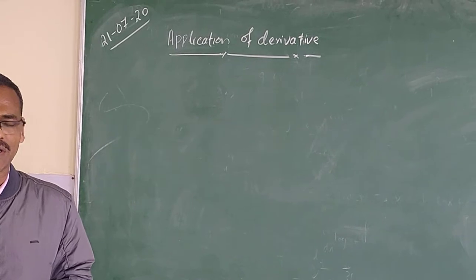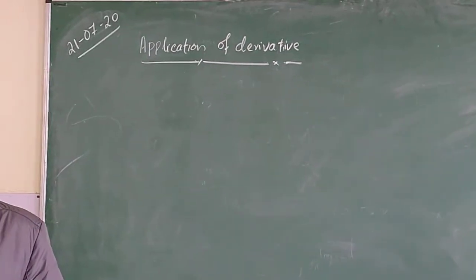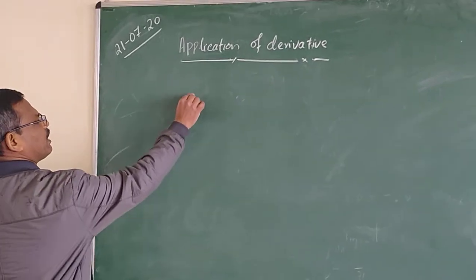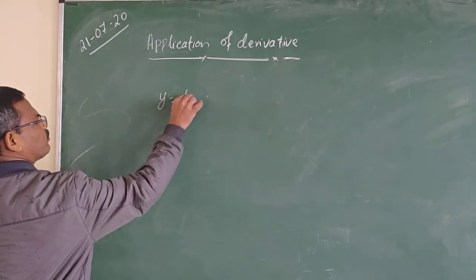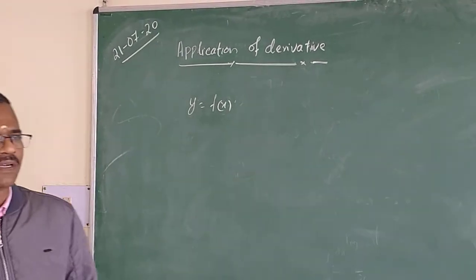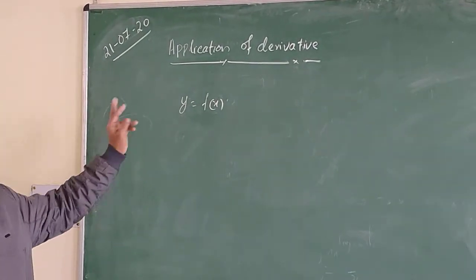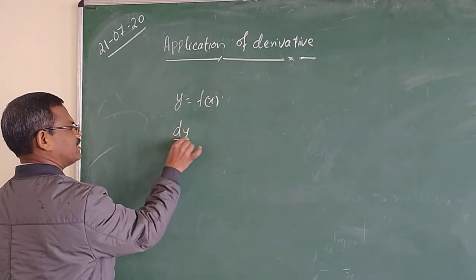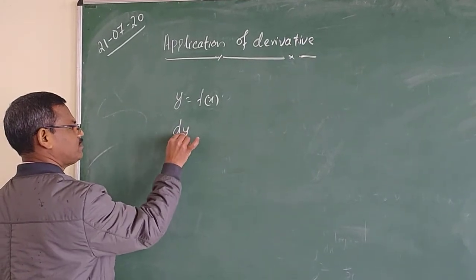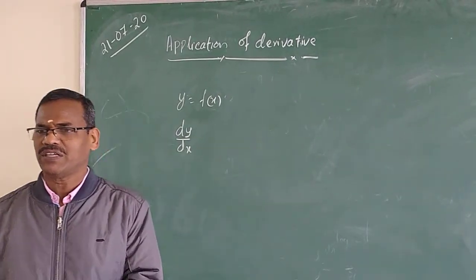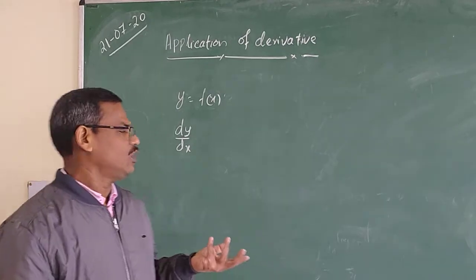Actually, the brief meaning of the derivative itself is the rate of change. When you consider a function, say y is equal to f of x, you know that x is the independent variable and y is the dependent variable. Rate of change of y with respect to x, that is what we mark as dy by dx, and that is called the derivative.